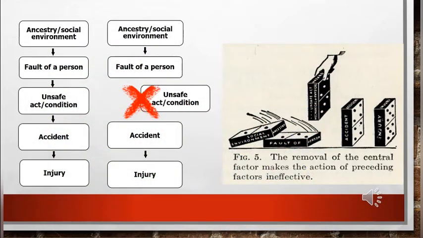Next, when we look at the sequence of domino reaction, we can see that we could prevent or stop the accident from happening by taking out the one domino that we can control, which is unsafe act or condition. A better view can be seen by the diagram. When we take out the central factor or that one domino, it will make the action of preceding factors ineffective.